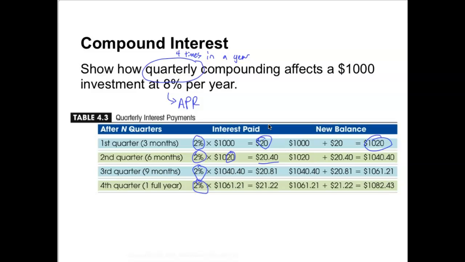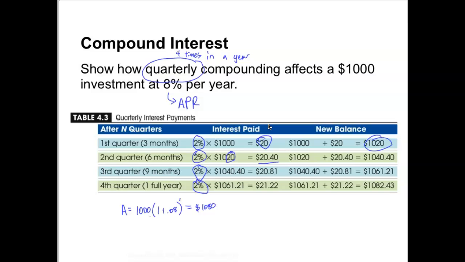So the way this is different is you're actually going to be earning more money if you're compounding more often. Let's look at what we would have earned if we just compounded once in the year at 8%. So then my account, I could use just my compound interest formula. It would be 1 plus 0.08 in this case, and that's to the first power. So if you multiply that out, you just get $1,080.